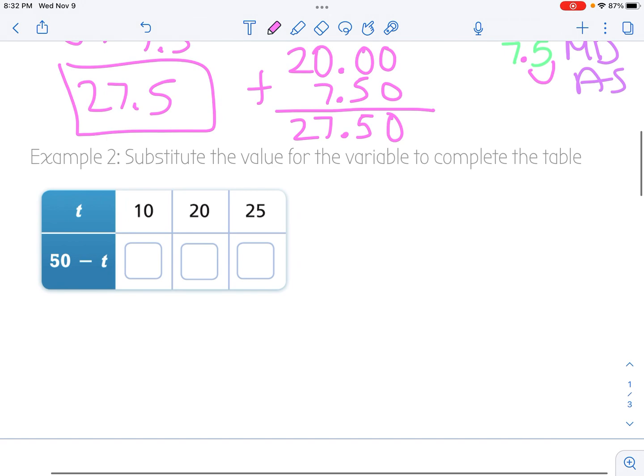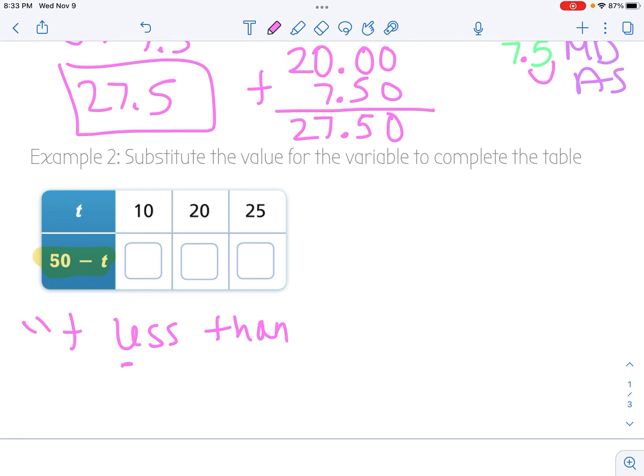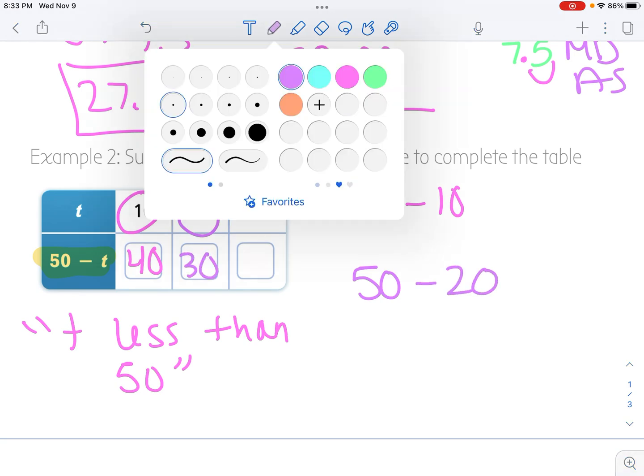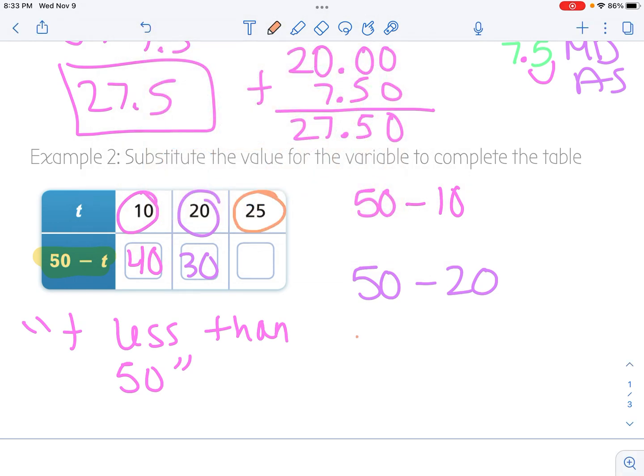Example 2, substitute the value for the variable to complete the table. So our expression here is 50 minus t, or t less than 50. Okay, but now it's telling us, what if t is 10? So instead of 50 minus t, I'm going to do 50 minus 10. That is going to be 40. What if our t is 20? 50 minus 20 is 30. And what if t is 25?